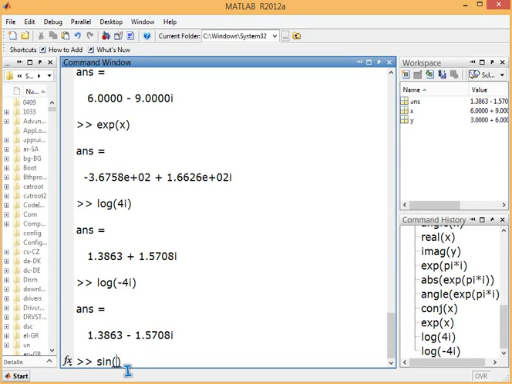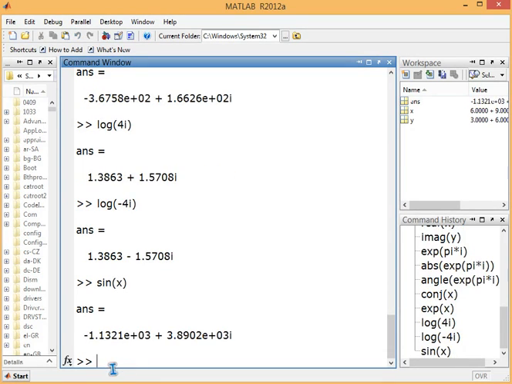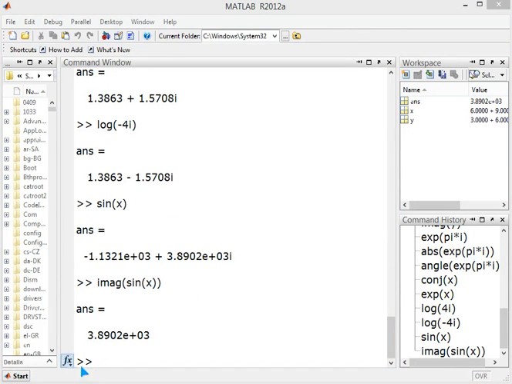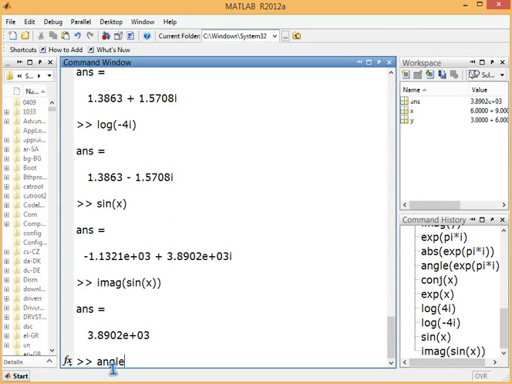Say sine of x. This is sine of x. You can find out the real part of sine of x, imaginary part of sine of x, like you have imag, in bracket you have this sin x. So imaginary part of sine of x. This is also possible. And then if I compute angle of say 5 plus 5i, where real part and imaginary part are same, we know that the angle will be 45 degrees.